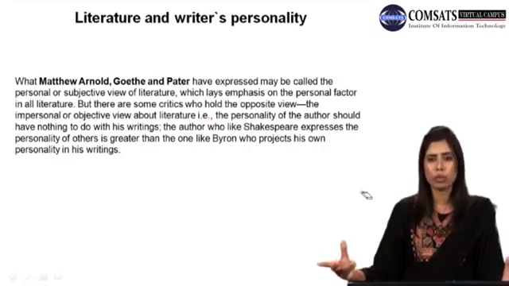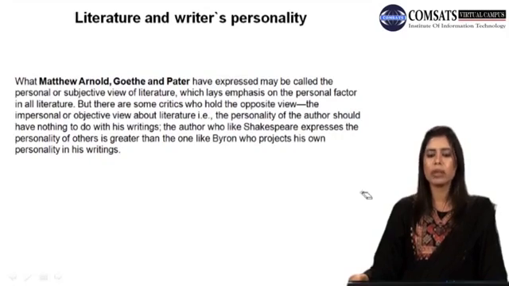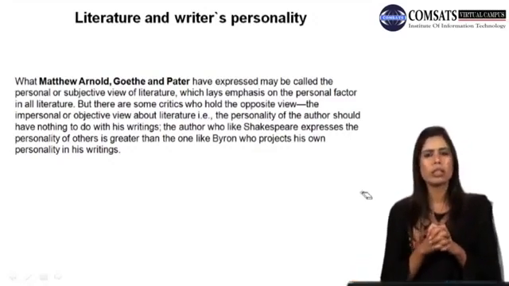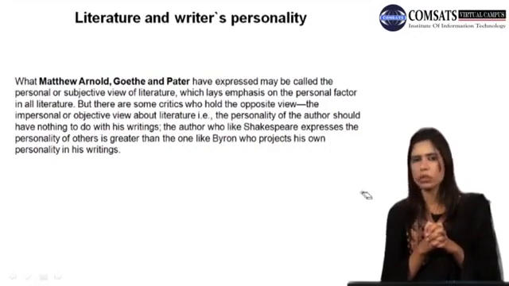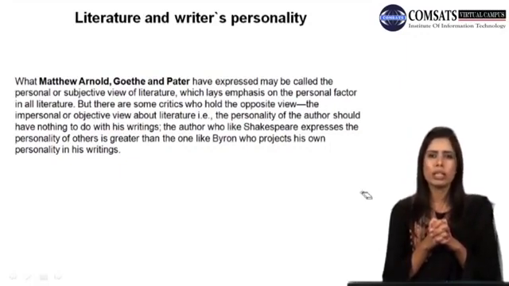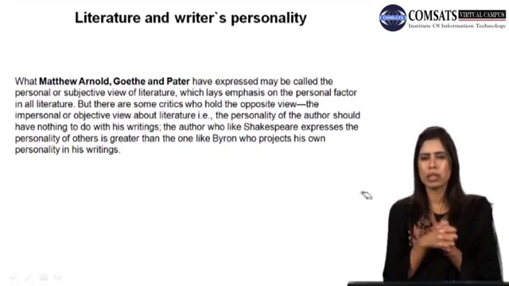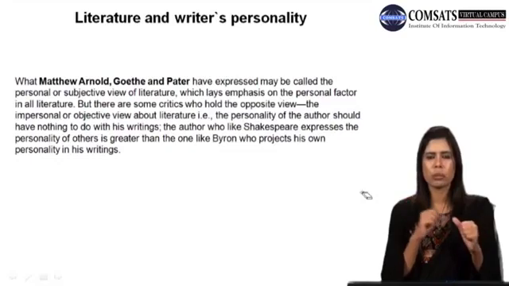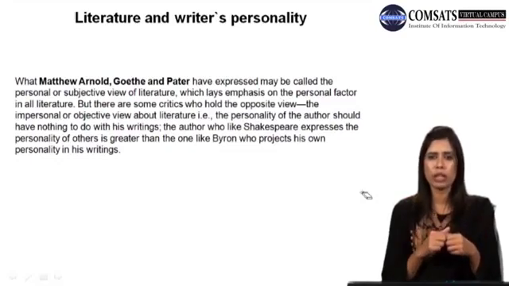Maybe that is a subjective view of literature, which lays emphasis on the personal factor in all literature. But there are some critics who hold the opposite view, the impersonal or objective view about literature. Some of the critics say that literature has an objective element, so we cannot keep in view the writer's personality, because it would make the writing very subjective. So there must be an element of objectivity in literature in order to make it universal.